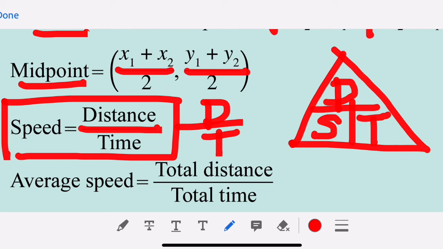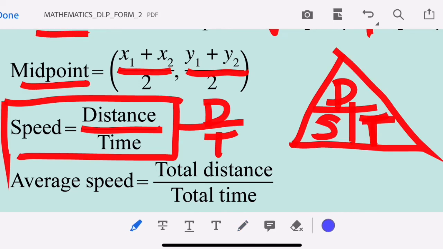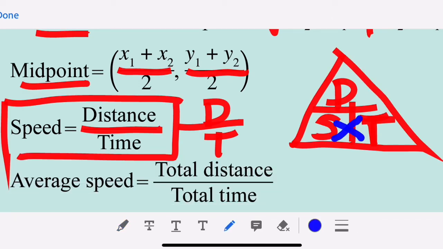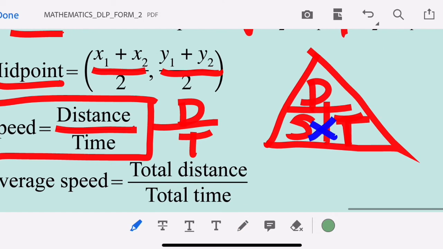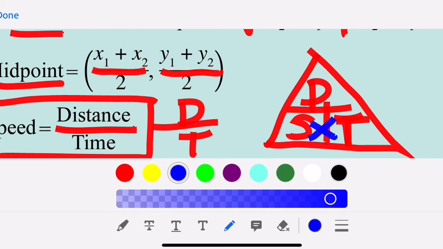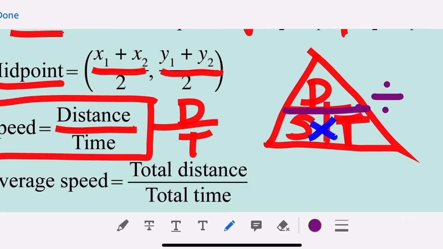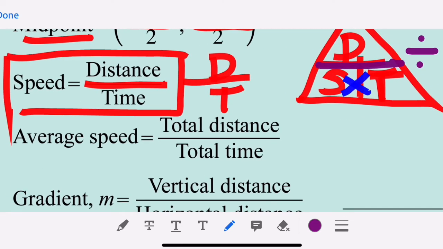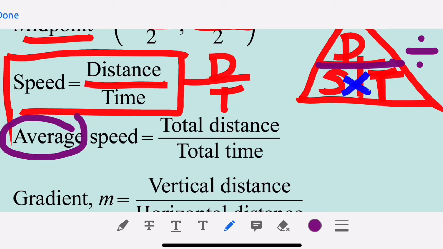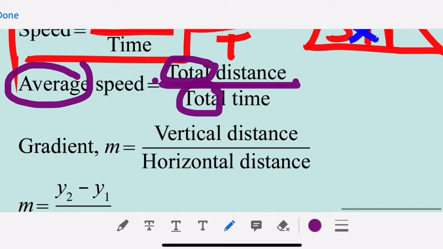So we can say that time is distance over speed. If we look at here, if we want the distance, it will be speed multiplied by time. So in short, we can say that this side is multiplied, and then this side, it will be divided, right? This one will be divided. Alright, so then average, when we talk about average speed, it will be total distance over total time taken. There's a difference with the total.